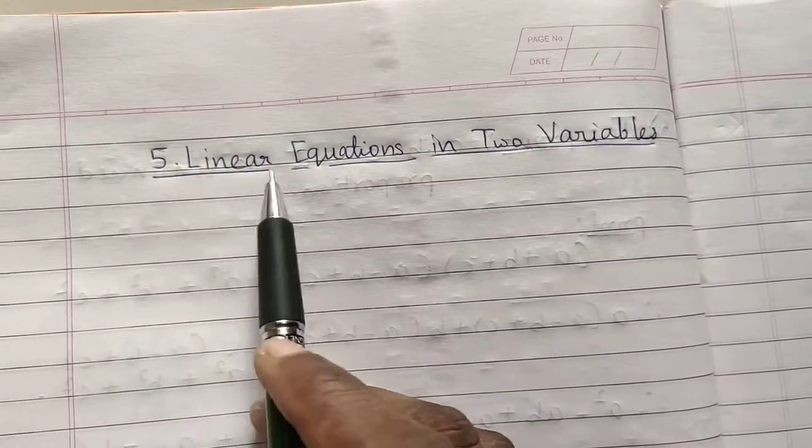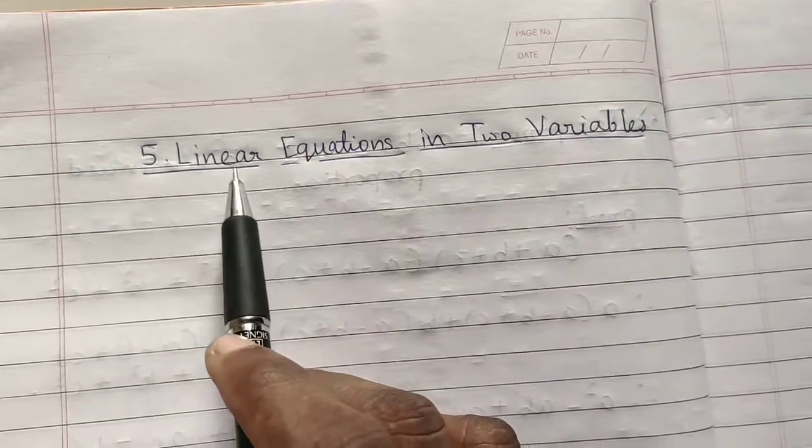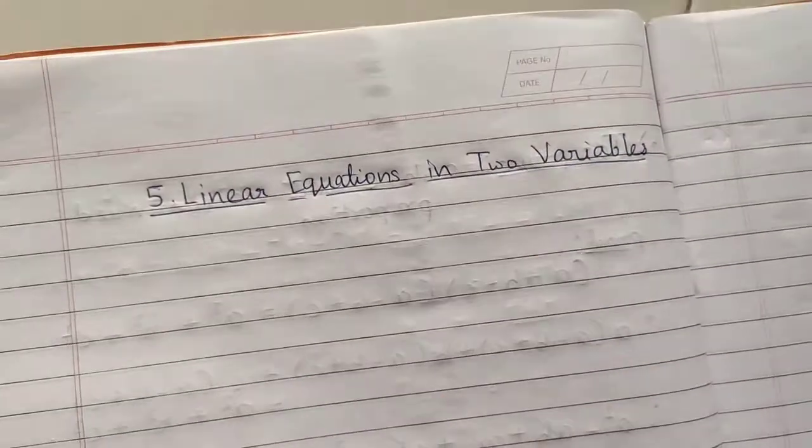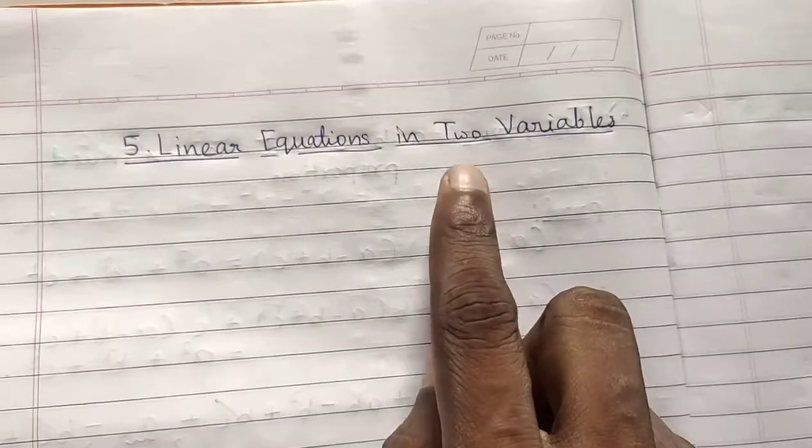First thing is, what does it mean? Linear means what? Line, right? Then equation. So that equation which represents a line is called a linear equation. Now here, two variables means in your equation you will find two variables. Okay, already you know variables and constants. Variables are basically your alphabets, whereas constants means numbers.